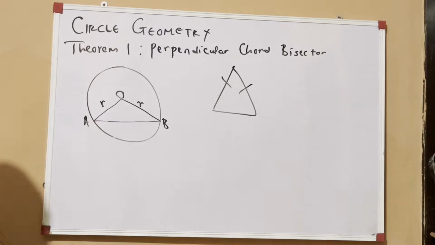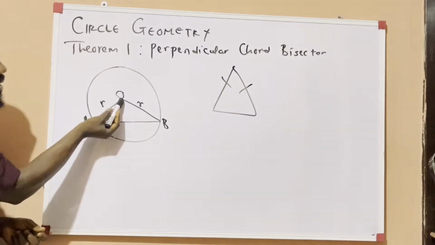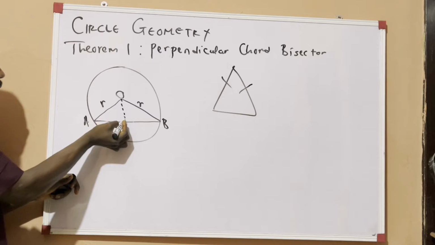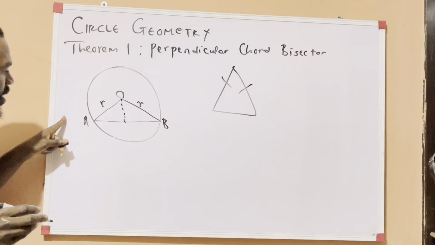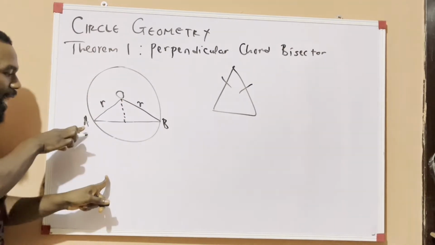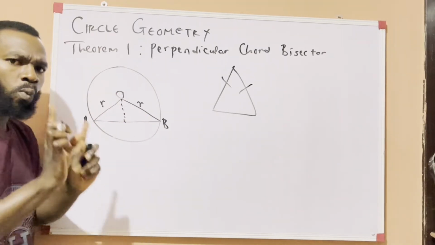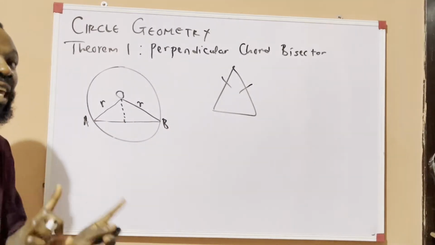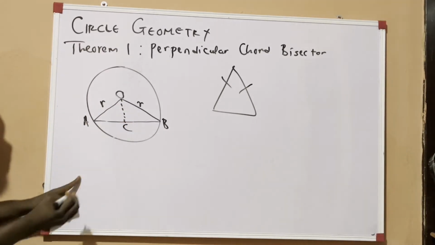If I draw a line from center O to the point on the chord, which is line AB, this line is perpendicular to line AB. And when a line is perpendicular to line AB, what has it done? It has bisected line AB into two equal lengths. Let's say here is O, and here is C.